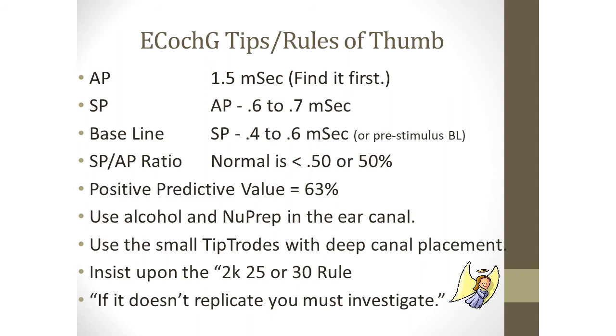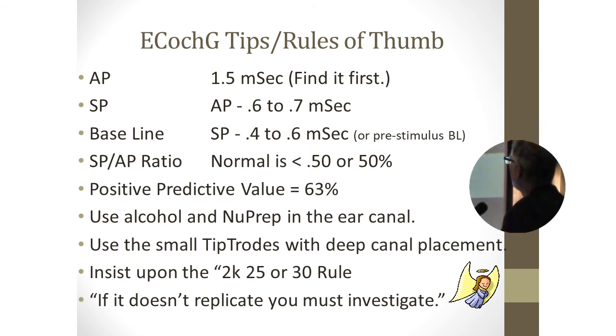An SP/AP ratio of anything greater than 0.5 is abnormal. And unfortunately, the positive predictive value is just 63%. In other words, in 63% of patients with Meniere's disease, you'll actually get an abnormal ECOG. So it's not as sensitive as we'd like it to be.